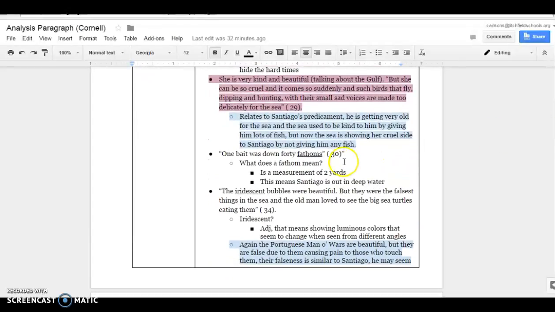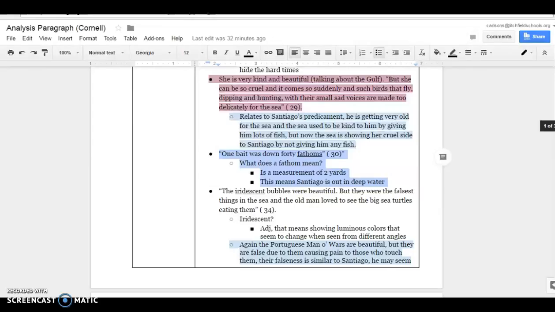Here's an example of how a definition can tell you something significant about your character. So this writer was not sure what a fathom was, so he looked it up and found that a fathom is 2 yards. 2 yards is 6 feet. 6 times 40 is 240 feet. So Santiago's out in some deep water. Hemingway didn't need to say that, he just needed to tell us how deep the water was that he dropped his line into when he was fishing.